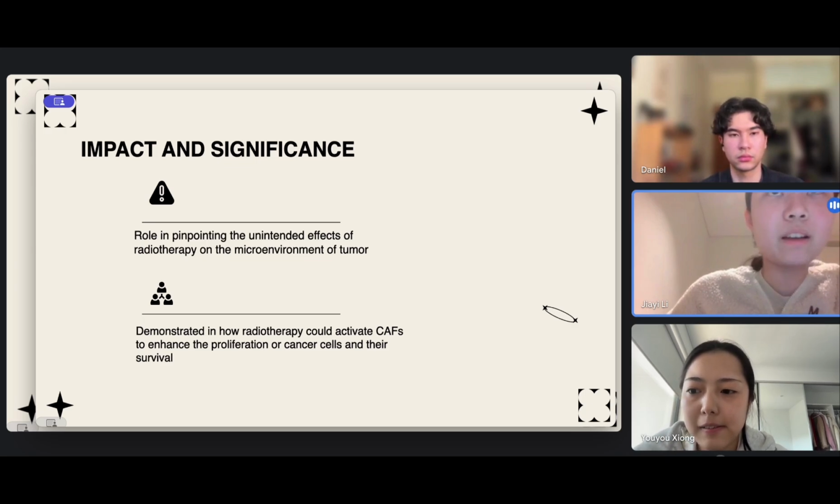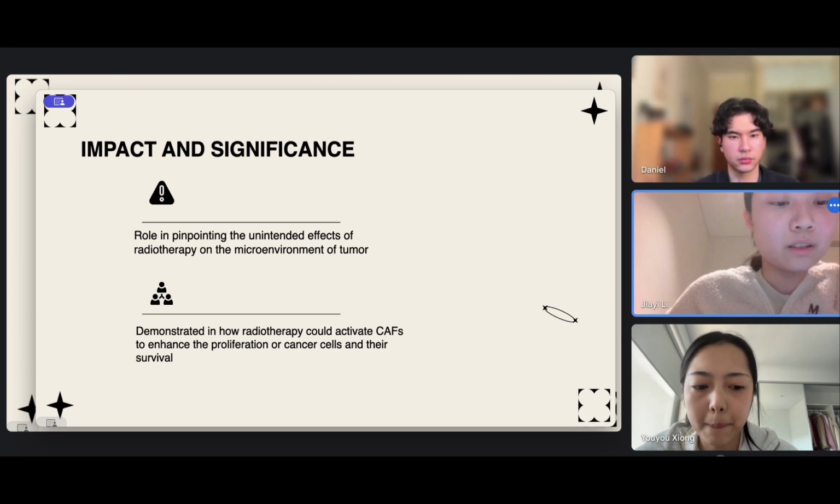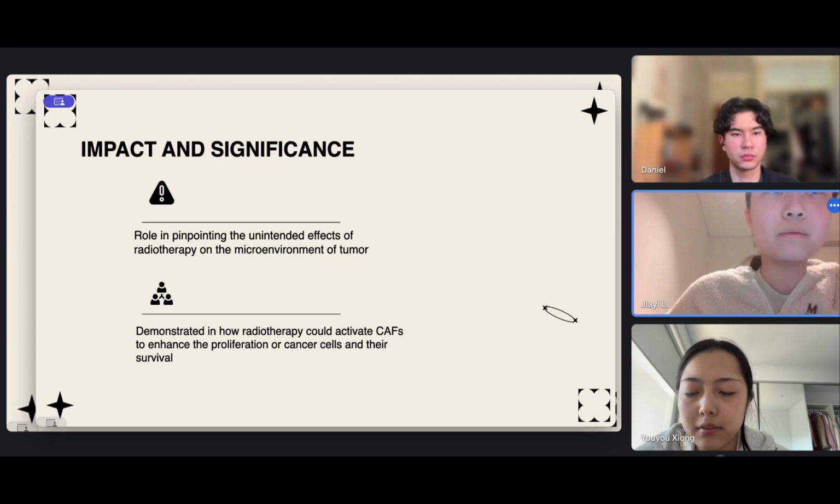Based on the contents provided previously, it is safe to conclude that this research plays an important role in pinpointing the unintended effects of radiotherapy on the tumor microenvironment. This is demonstrated in how radiotherapy could activate CAFs to enhance the proliferation of cancer cells and their survival.